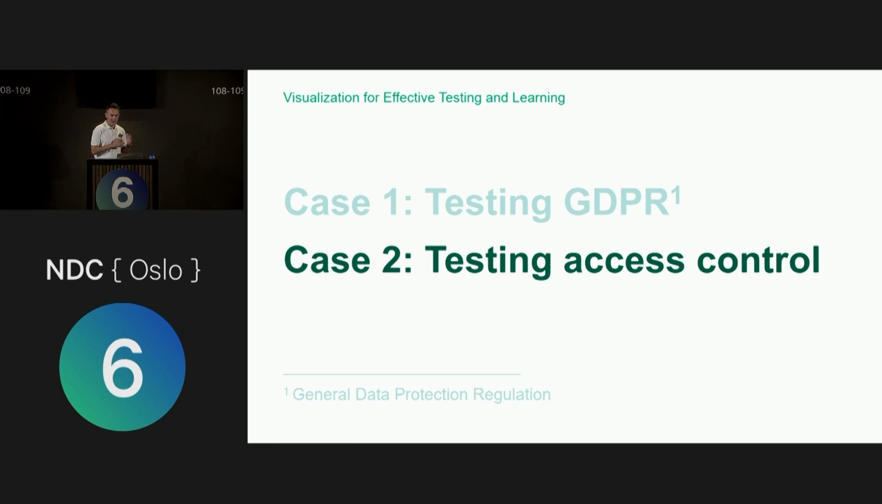And the second case where we have applied this graphical representation of the system and tests was when we were testing access control. Okay, the question again: why do we need a more rigorous approach to testing access control? First, the portal deals with health and medical information, which is sensitive and critical. And second, failures or errors related to access control are number one in the OWASP top 10.